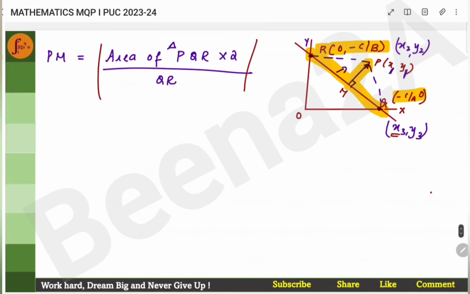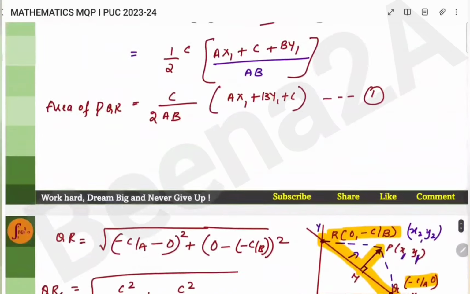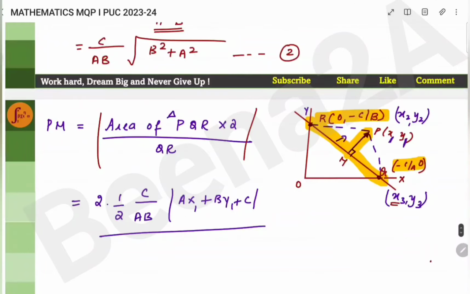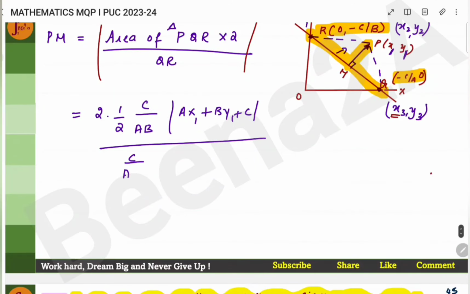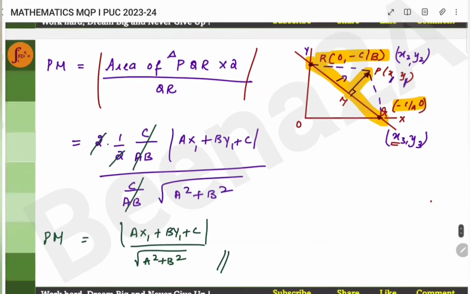Now we'll go to the main formula where we have to find the perpendicular distance. We found area of triangle PQR. 2 times, what is area of triangle PQR? Half into c by AB modulus of a x1 plus b y1 plus c. And what is QR? QR is c by AB into root of a square plus b square. So this will get cancelled. 2 and 2 will get cancelled. You are left with ax1 plus by1 plus c by root of a square plus b square. Let's put modulus here. So finally we have derived this equation, right? The perpendicular distance PM is nothing but ax1 plus by1 plus c by root of a square plus b square.